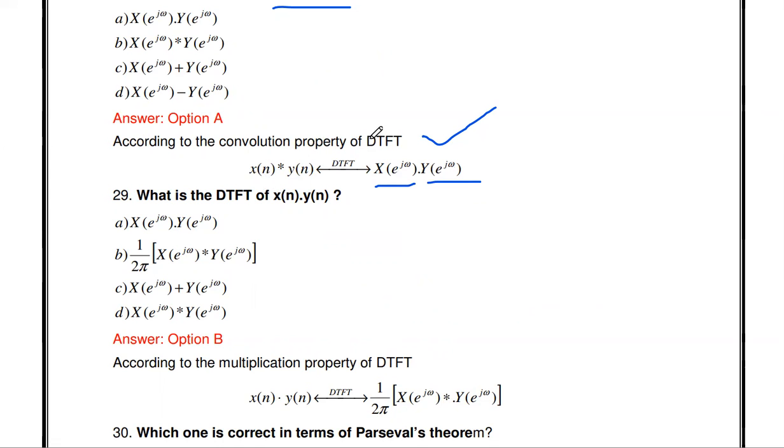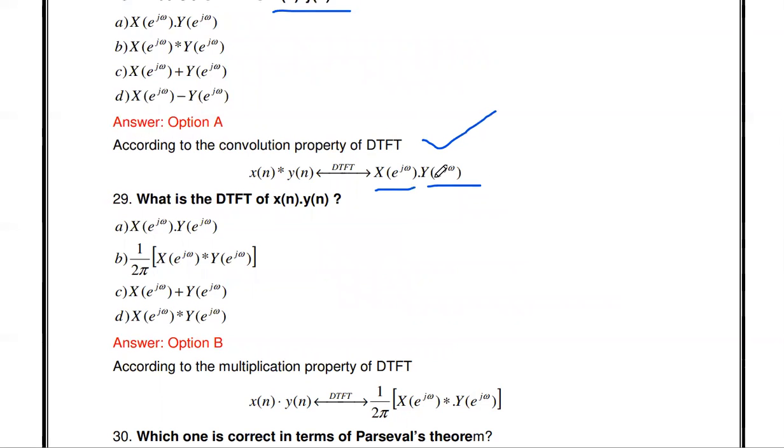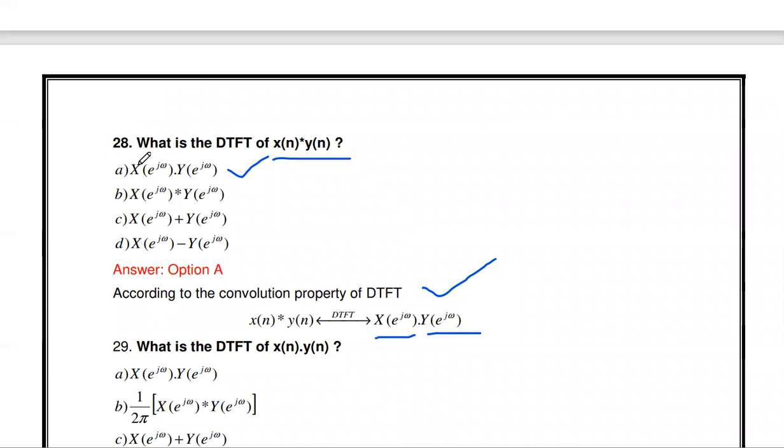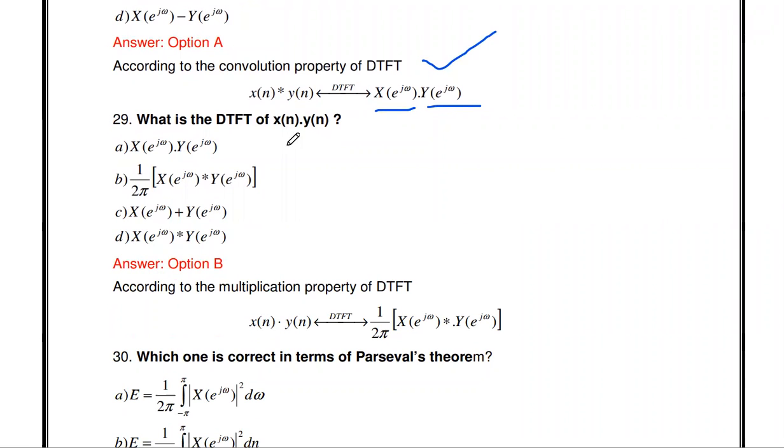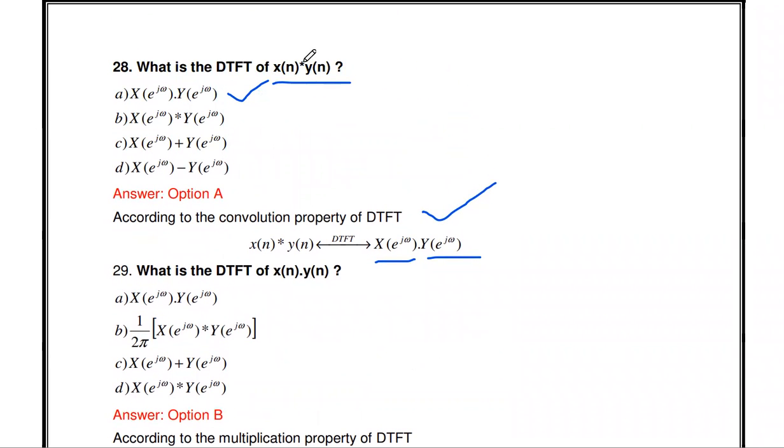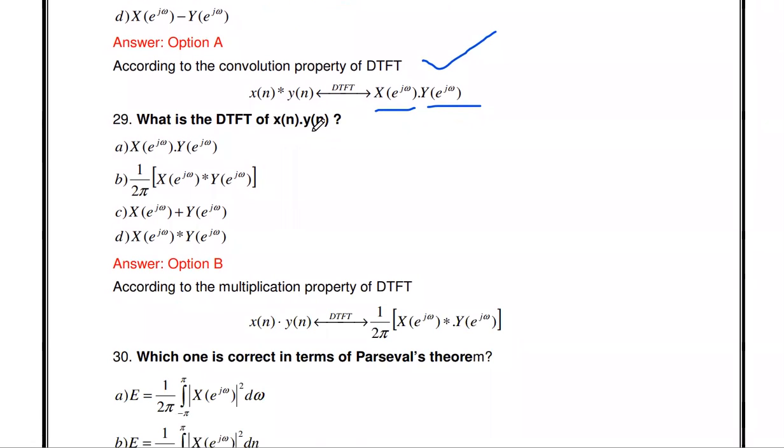Okay, so the x(n) Fourier transform, capital X(e^(jω)), and y(n) Fourier transform, Y(e^(jω)), you just multiply. So the answer is the first one, X(e^(jω)) into Y(e^(jω)). Okay, if it is a Z transform, X(z) into Y(z). Then the next one, what is the DTFT of x(n) into y(n)? Okay, this is the opposite property of this convolution. That is, the previous property is convolution in time domain. Okay, this property is multiplication in time domain, convolution in Fourier domain. Okay, this is the property.